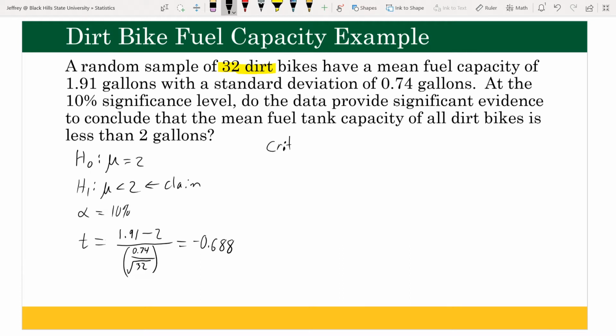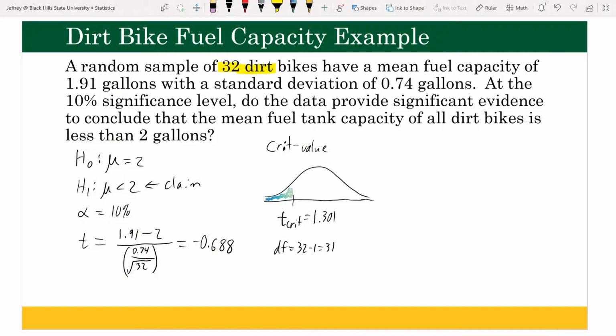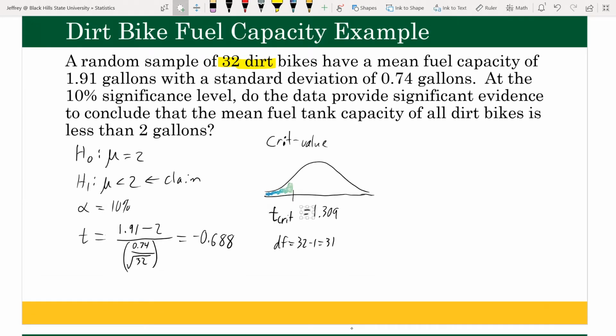With the critical value, we'll just rely on the table for now. So using the table, we get the critical value of 1.309. However, we know that this is on the left side of the distribution curve, so we have to put a negative in front of the number. So this is negative 1.309. Notice that the test statistic does not lie inside the rejection region, so this would allow us to conclude that we fail to reject the null hypothesis in favor of the alternative.